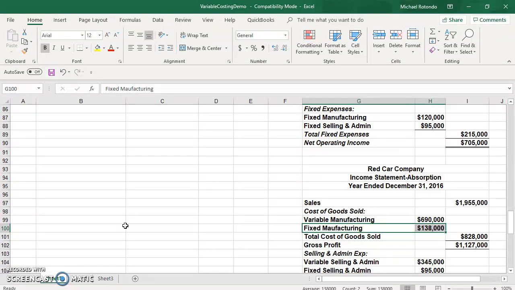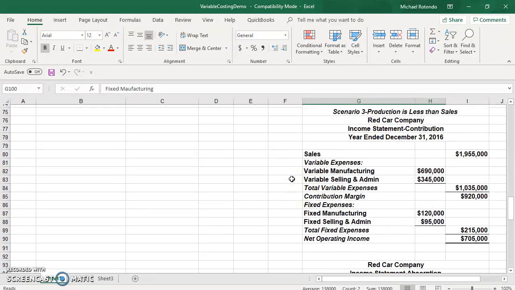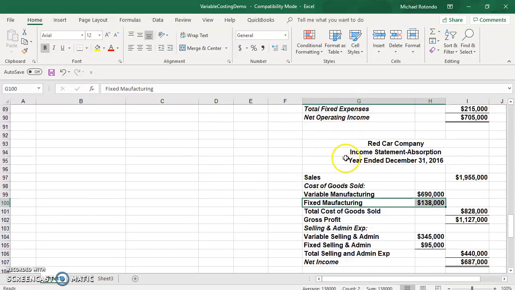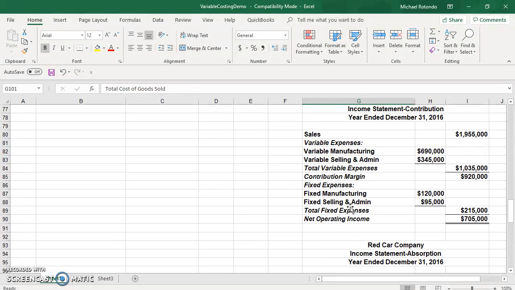So when it comes to variable costing and comparing our contribution margin income statement to our absorption income statement, the difference is always fixed manufacturing. Because under variable costing, again, we treat that as a period cost. When we do it under absorption, it's a product cost.